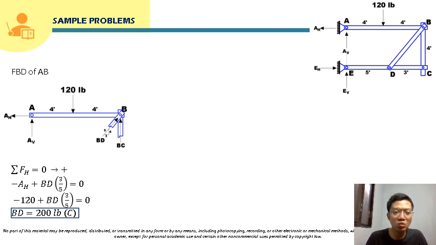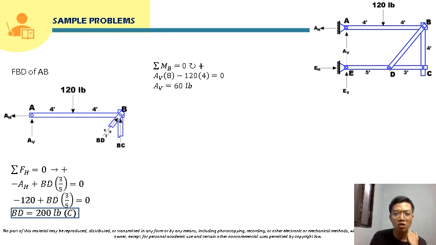Since we already solved for BD, we can actually solve for AV by taking moment here at B. If we take moment at B, BD and BC will just be cancelled, so we can directly solve for AV, right? So taking moment at B, that will just be AV times 8 minus 120 times 4, and that will be equal to 0. So solving for AV, that will be 60 pounds. We can already box that.